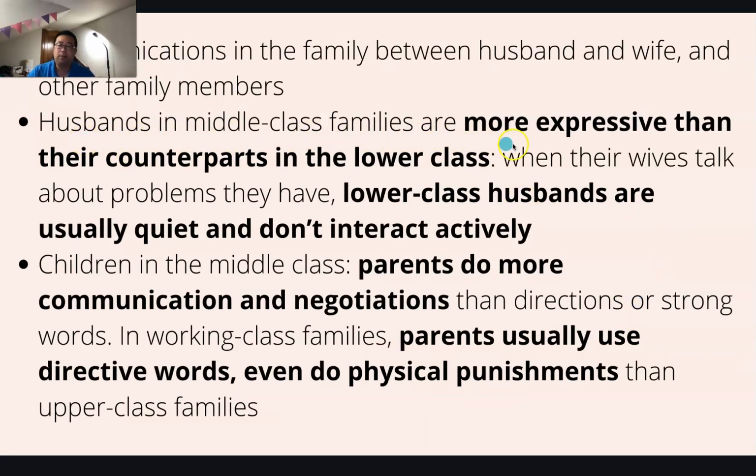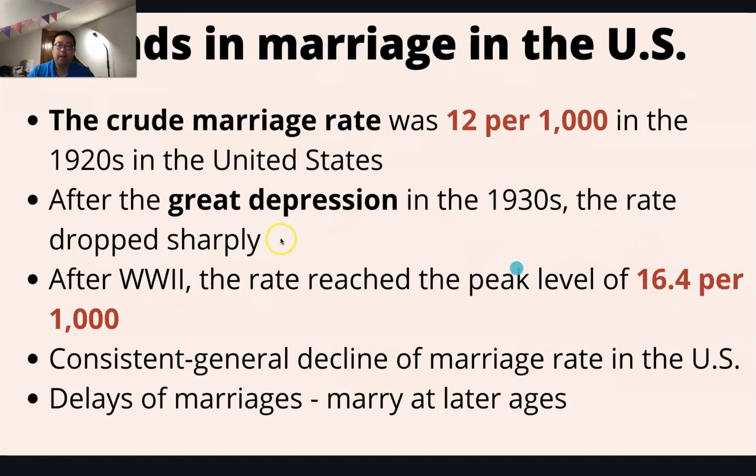Husbands in middle-class families are more expressive than their counterparts in the lower class. When their wives talk about the problems they have, lower-class husbands are usually quiet and don't interact actively. This is not 100% true, but it shows some trends: less wealthy husbands are more stressed because of the cost of living and their breadwinner roles, and they would have higher tension than wealthier families who can support their family much more easily with less tension and stress. Parents also do more communication and negotiation with the children, and then we can see other differences.